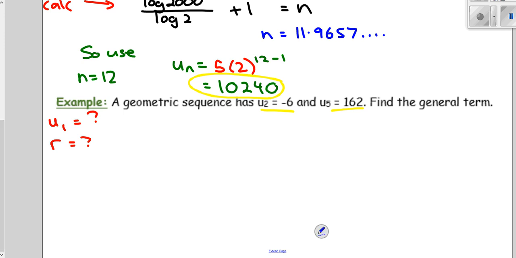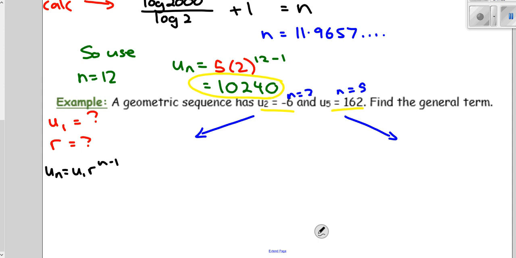So from that one and from that one, we're going to generate two equations. That's the second term, that's the fifth term. n equals 5 for that one, n equals 2 for that one. So we're going to use a general rule, u of n equals u of 1 r to the n minus 1. So they're the equations we're going to use. We're going to set up two of them and see how we could possibly solve for u of 1 and r once we've got them.